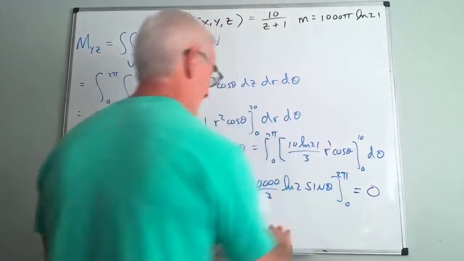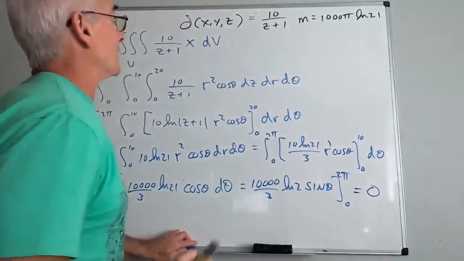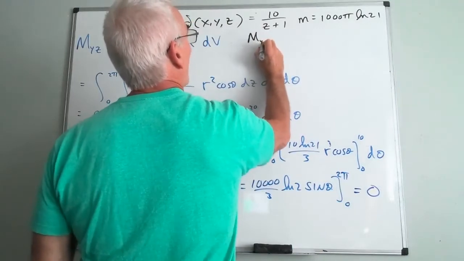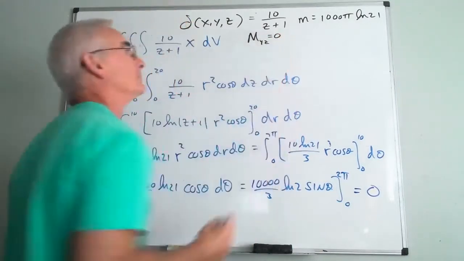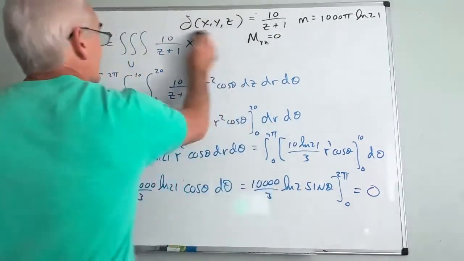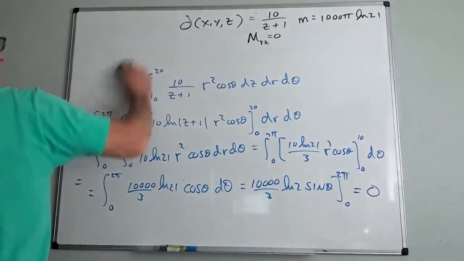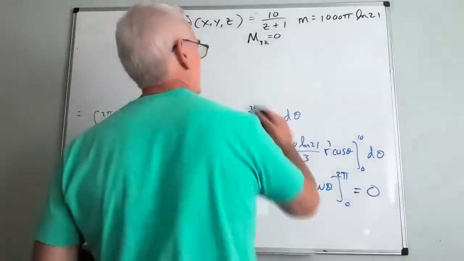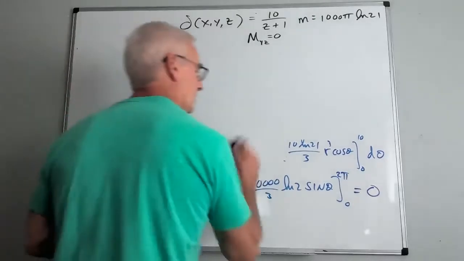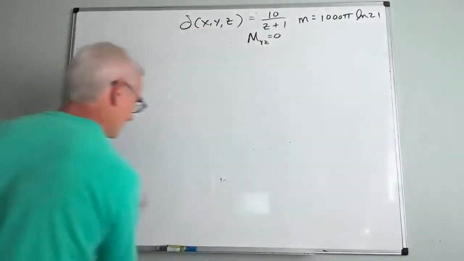I'll put it right underneath here. I have to write a little bit smaller. So M yz is 0. I'm going to write it there so I can erase the rest. How interesting. All right, well, let's do the one with the y distance.